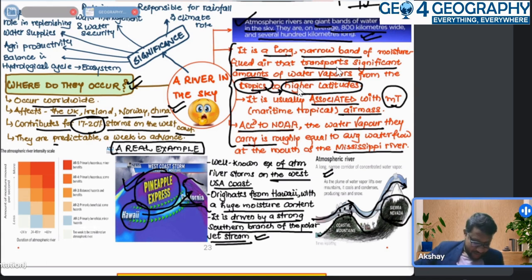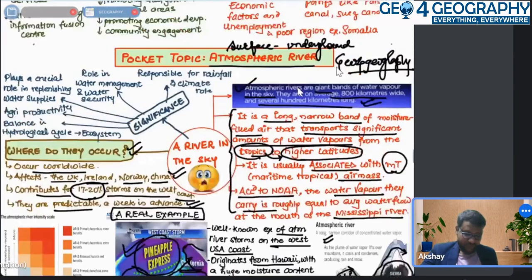They are predictable, and that can be a week in advance. That is the best advantage of the atmospheric river: it is predictable. Its inflow you can forecast in advance and prepare accordingly. Why is this preparation much needed? Because in California in 2023, the excessive rainfall brought by the atmospheric river, the Pineapple Express itself, led to a sequence of flooding events there. So that's why it is important.